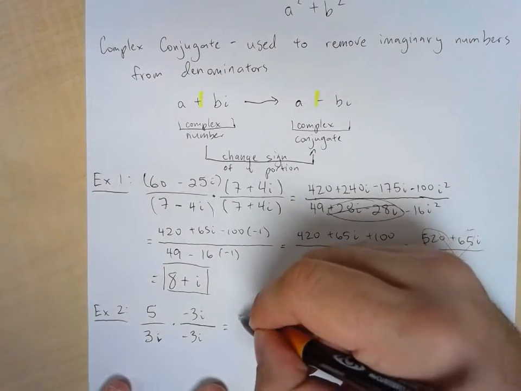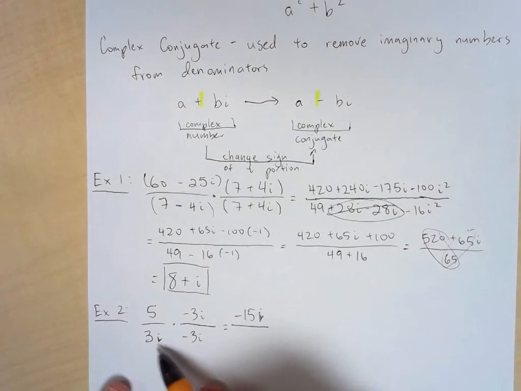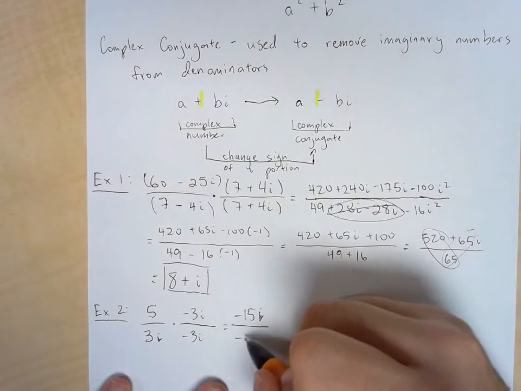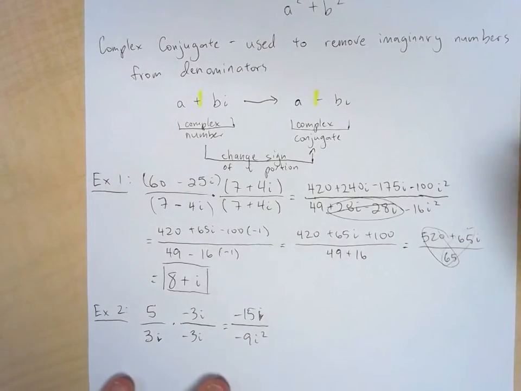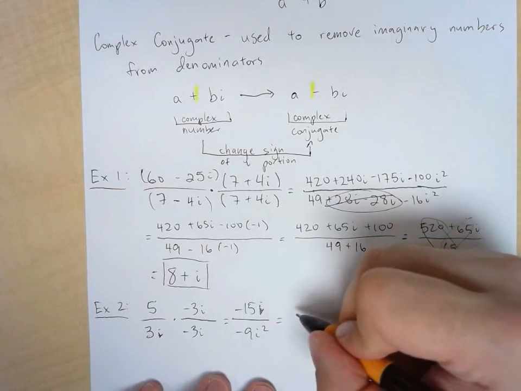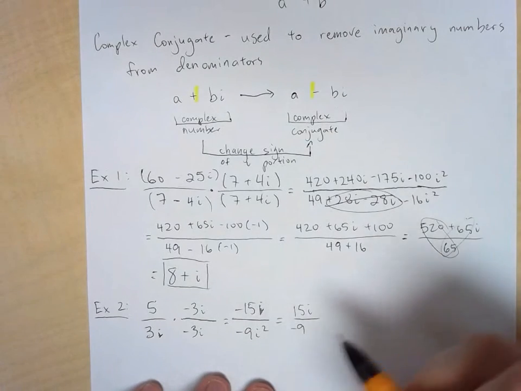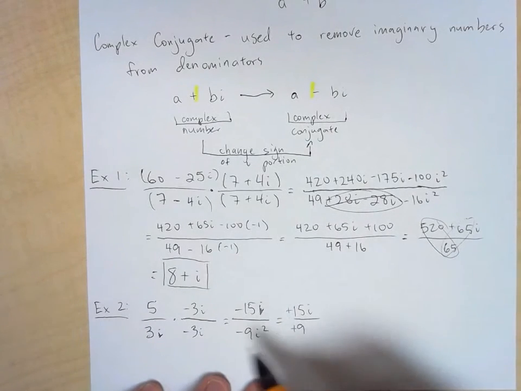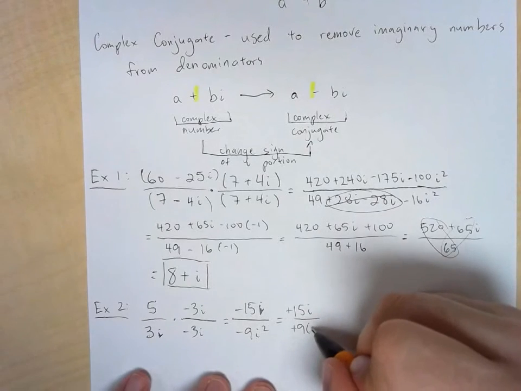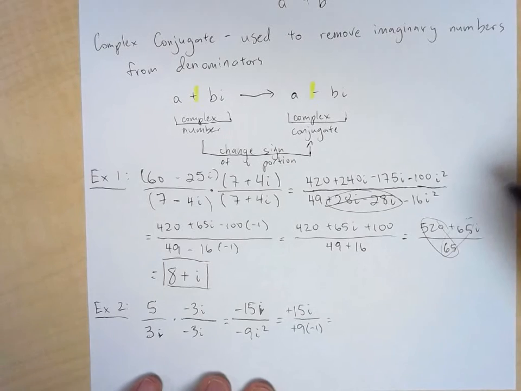5 times negative 3i is negative 15i divided by positive 3i times negative 3i is negative 9i squared. Okay, so let's cancel out the negative signs. We're going to have a positive 15i divided by positive 9, and then don't forget that i squared is equal to negative 1. So we're going to replace i squared with negative 1. So 15 divided by 9, they have a common factor. The greatest common factor is 3.